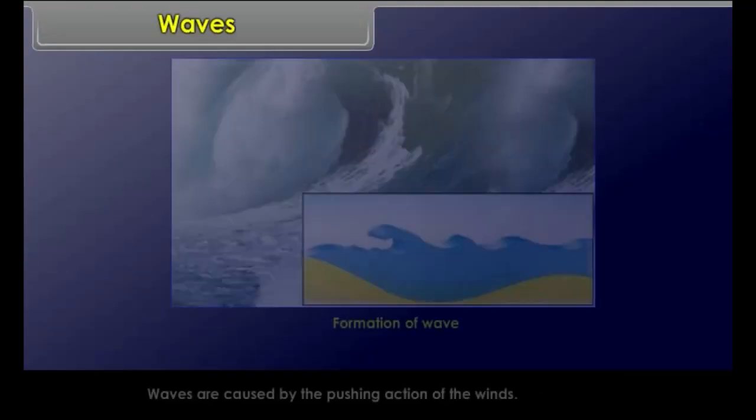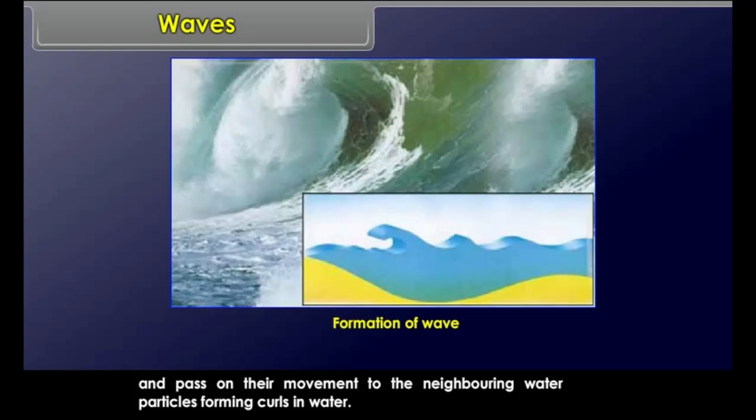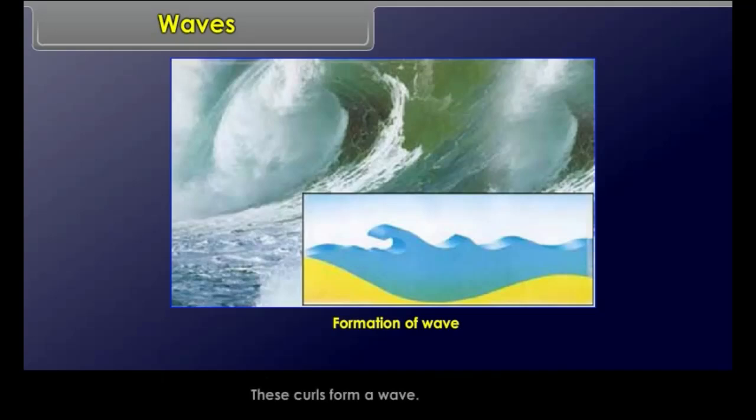Waves. Waves are caused by the pushing action of the winds. Particles of water in a wave move mainly up and down and pass on their movement to the neighboring water particles, forming curls in water. These curls form a wave.